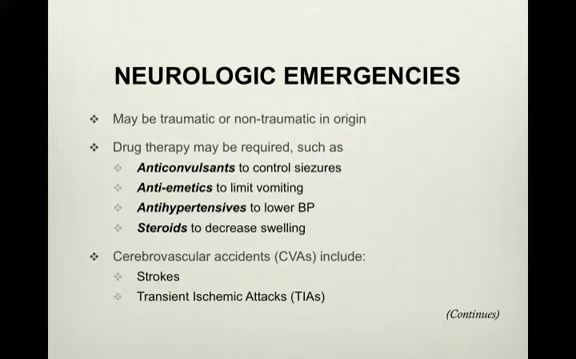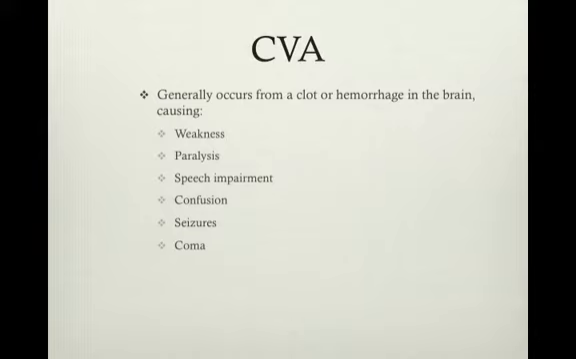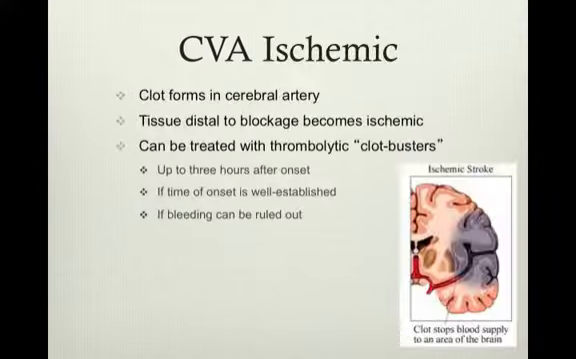Cerebrovascular accidents, or CVAs, or strokes, include strokes and transient ischemic attacks. The difference between a stroke and a TIA is a TIA resolves the symptoms with oxygen. A CVA generally occurs from a clot or hemorrhage in the brain, and this causes weakness, paralysis, speech impairment, confusion, seizures, and coma. An ischemic CVA, a clot forms in the cerebral artery. Tissues distal to the blockage become ischemic.